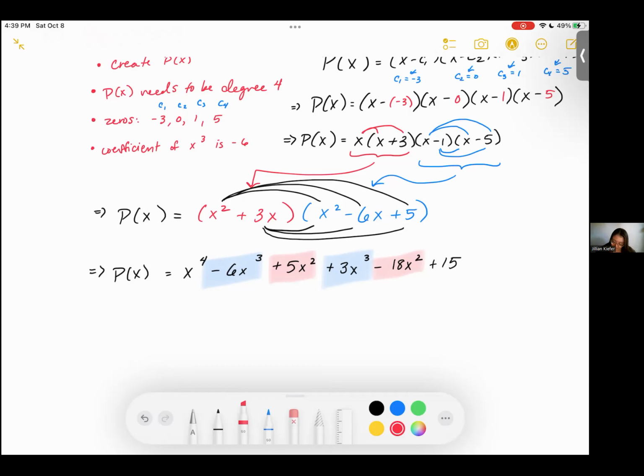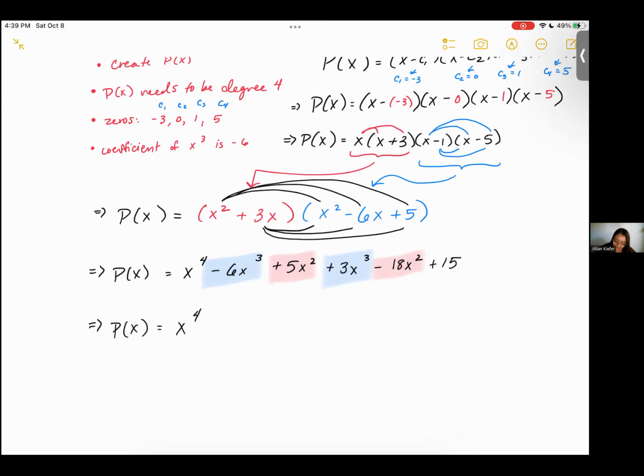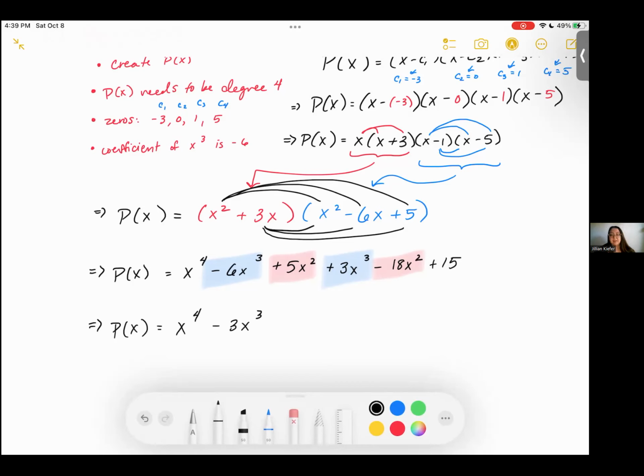So simplifying our polynomial, we begin with the highest exponent, so x to the power of 4. Then we have negative 6x cubed plus 3x cubed. That's going to simplify to a negative 3x to the power of 3. Then we have 5x squared minus 18x squared. That's going to leave us with a minus 13x squared there. And then our last term is plus 15.